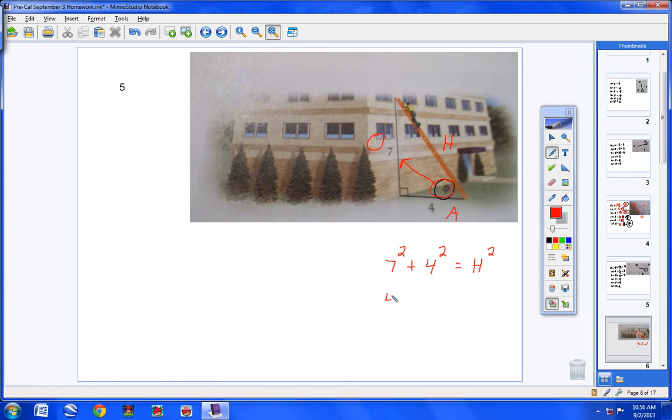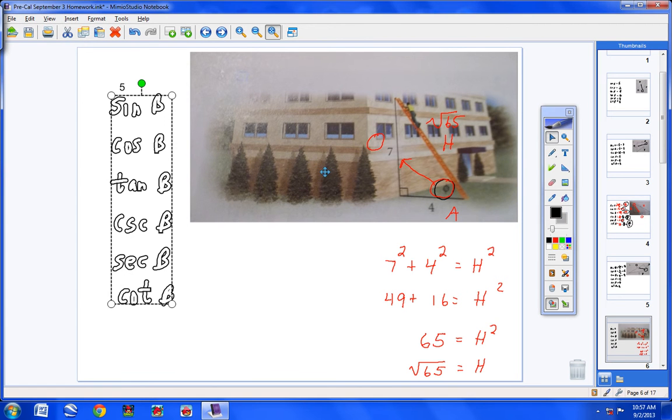So I would have 49 plus 16 equals H squared. And then I would have 65 equals H squared. All right? Now, I've got to take the square root of both sides to get H by itself. So the square root of 65 is just the square root of 65. And the square root of H squared is H. So I come up here and I write square root of 65. I know that's hard to see, but you've got a book you can look at there, so you should be fine.